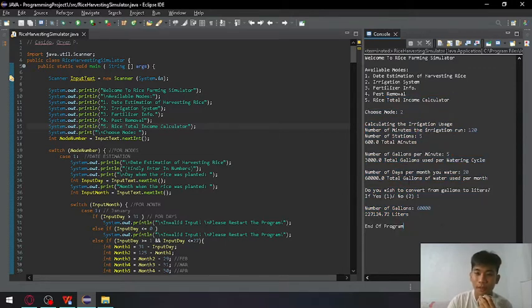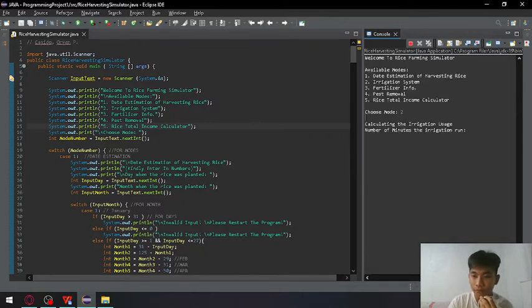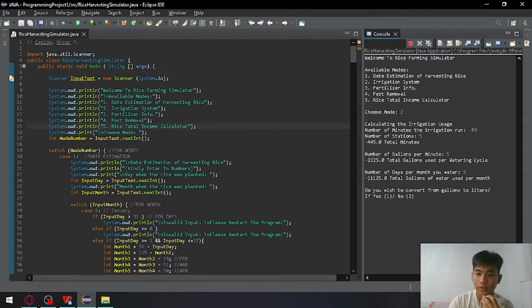So what if we input negative inputs? Let's run mode two again. Number of minutes, let's say 89. Let's say 5. It will result in a negative input. Now let's try the number of gallons, 5, until it goes negative, and number of days per month you water, say 5, and let's put a negative input. It will result in invalid input, or it will instruct us to restart the program.